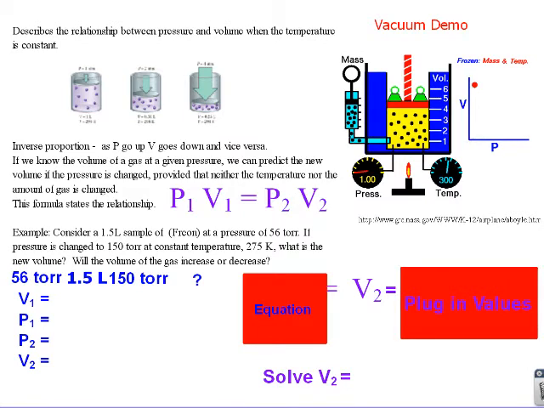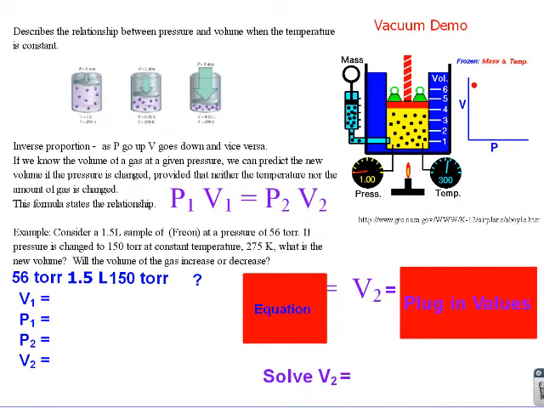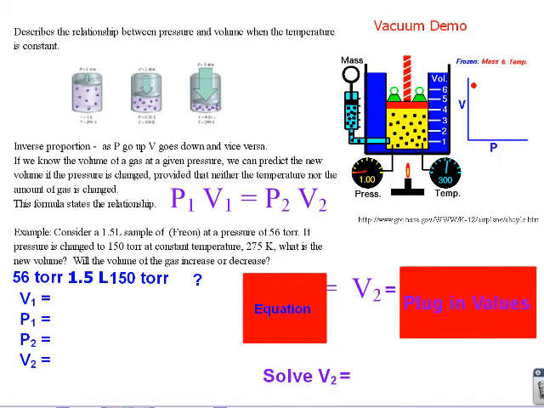This is called Boyle's Law. P1V1 equals P2V2. It's an inverse relationship. So if the pressure goes up, the volume goes down. Or if the volume goes up, the pressure goes down.